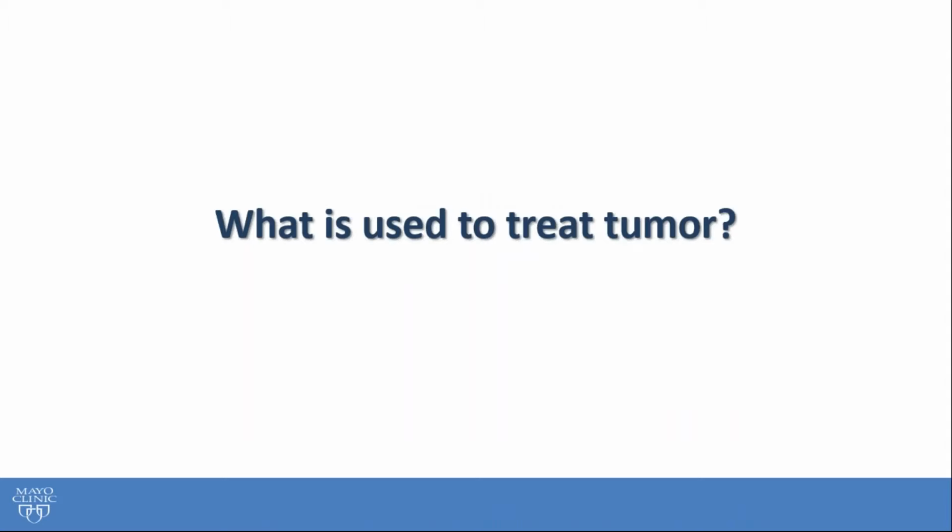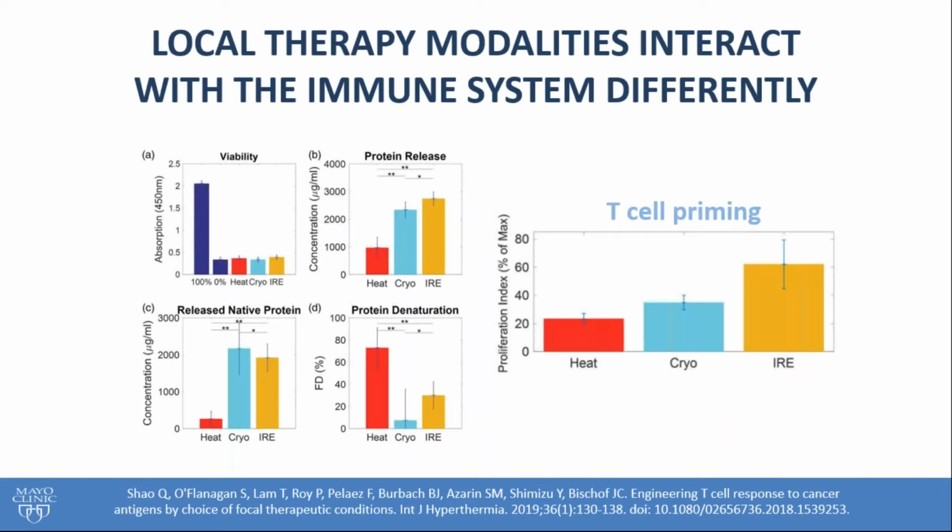So what is used to treat tumor? This is a very common question that's asked by our fellows. Next slide. And it's interesting because in the beginning, when we looked at outcomes for different therapeutic modalities, for example, let's pick thermal ablation, a lot of times they were fairly similar, or there was no huge statistically significant difference. There's actually a nice prospective study that was done between microwave and radiofrequency for hepatocellular carcinoma that showed no significant difference. But when you look at how these interact with the immune system, they're actually quite vastly different.